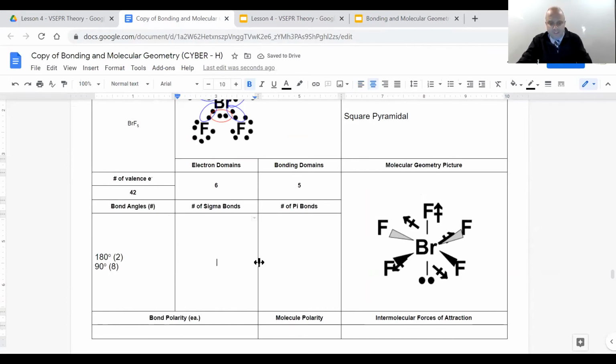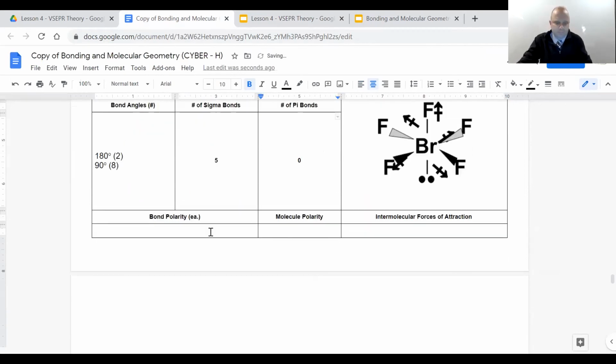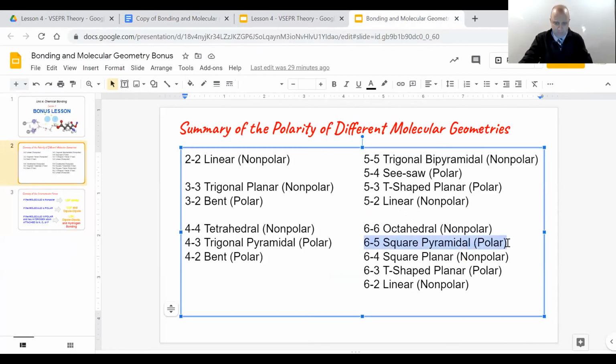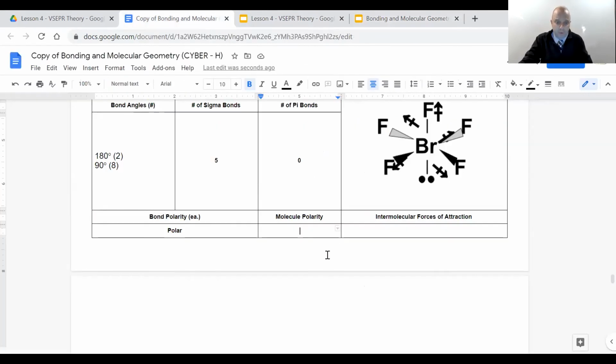All right, so we have sigma bonds, 5 of them, no pi bonds. The bond polarity itself, we're going to say is polar. This molecule, anytime we have a 6-5, which is what we have here, square pyramidal, that's going to be polar all of the time. So this is polar. And there's no hydrogen bonding, so this is going to be LDF and dipole-dipole.